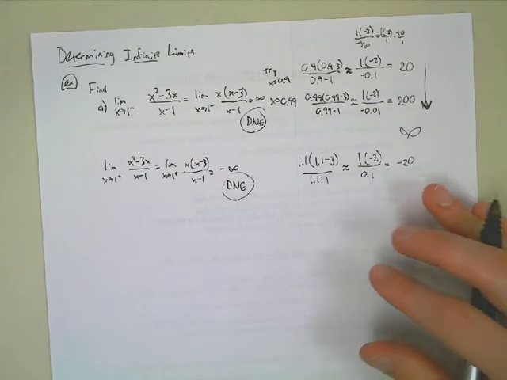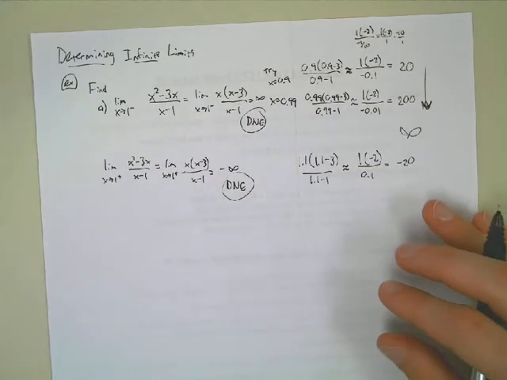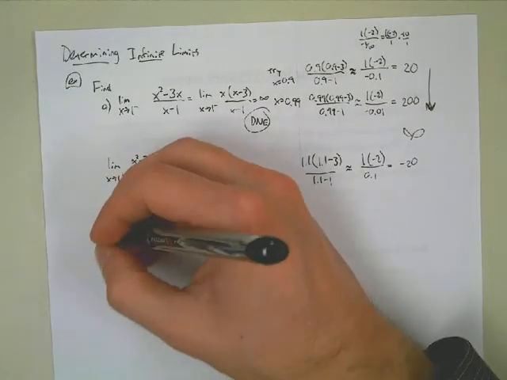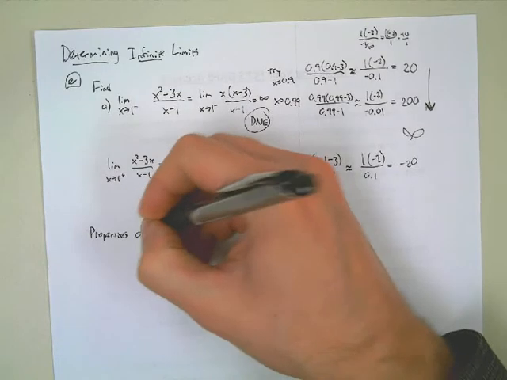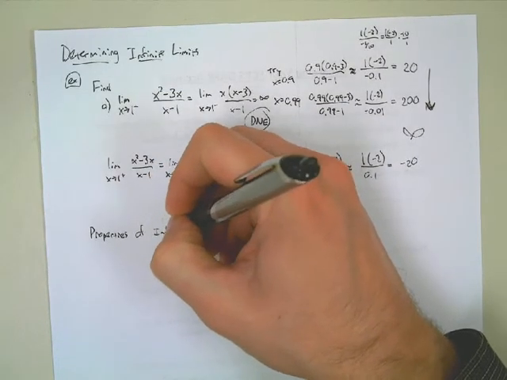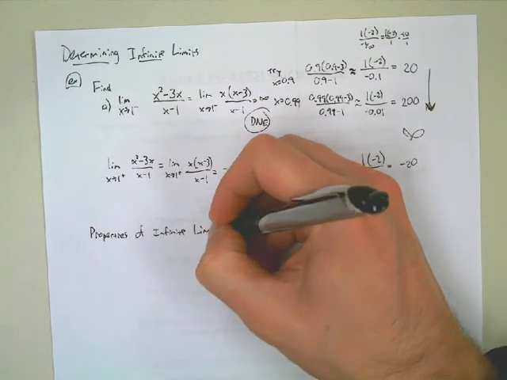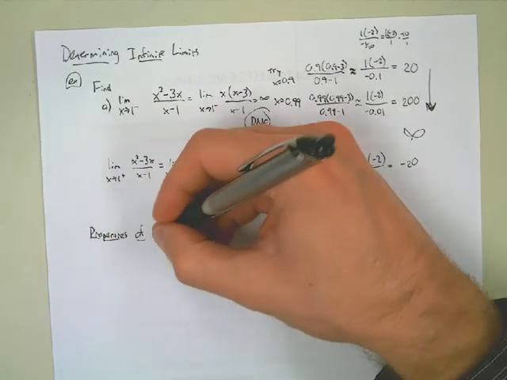All right, so the properties of infinite limits, let's take a look at that. We've already talked about the properties of limits, but infinite limits have similar kinds of properties. Infinity is just kind of a unique number, I guess.